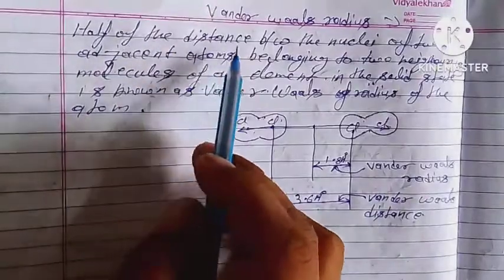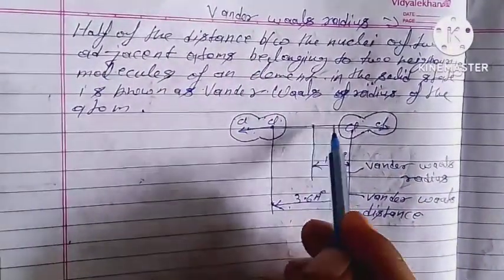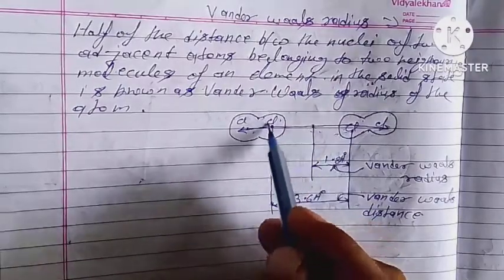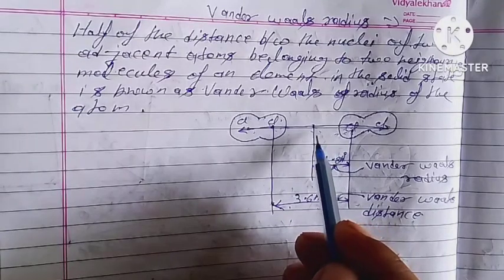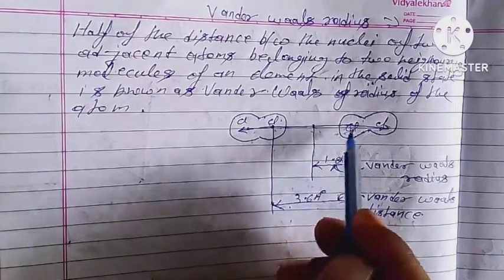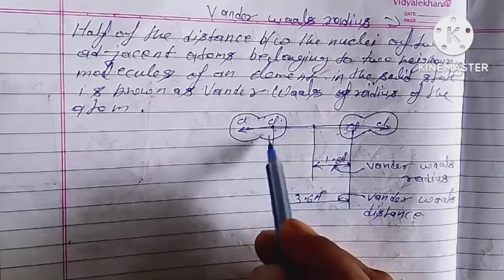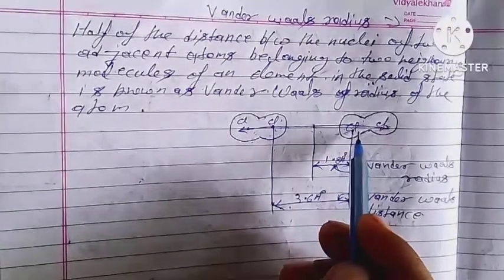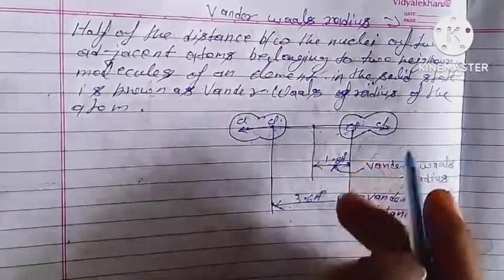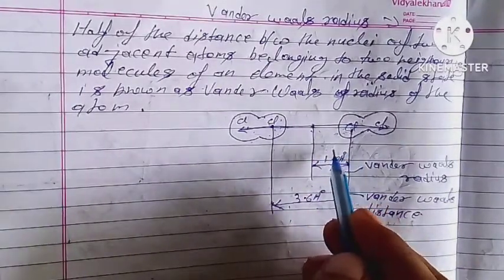So half of the distance between two nuclei of two adjacent atoms belonging to two neighboring molecules of an element in the solid state is known as the Van der Waals radius of the atom.